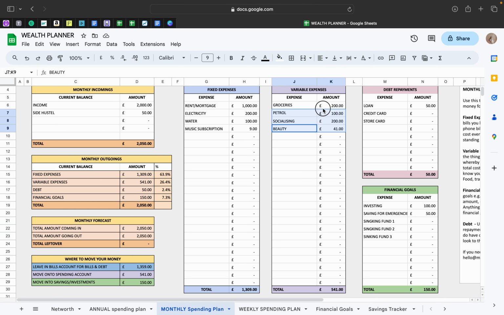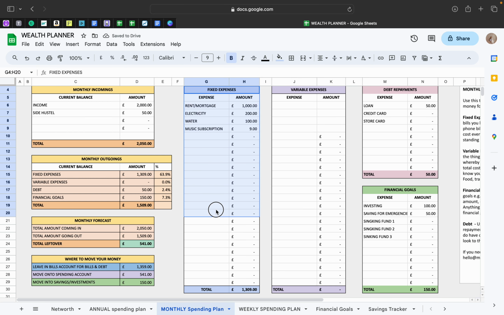If you didn't want to break it down specifically, you could have nothing in there. You just have your fixed expenses, your debt, and your financial goals. And it's still going to tell you how much you have, essentially, look here, to spend. So after your bills and your debt and your goals, that's how much you have to spend. How would you like to allocate it? And that's that.